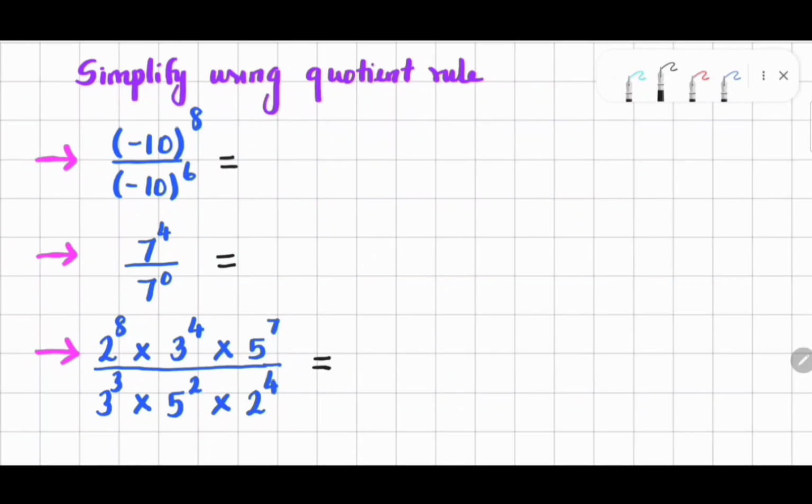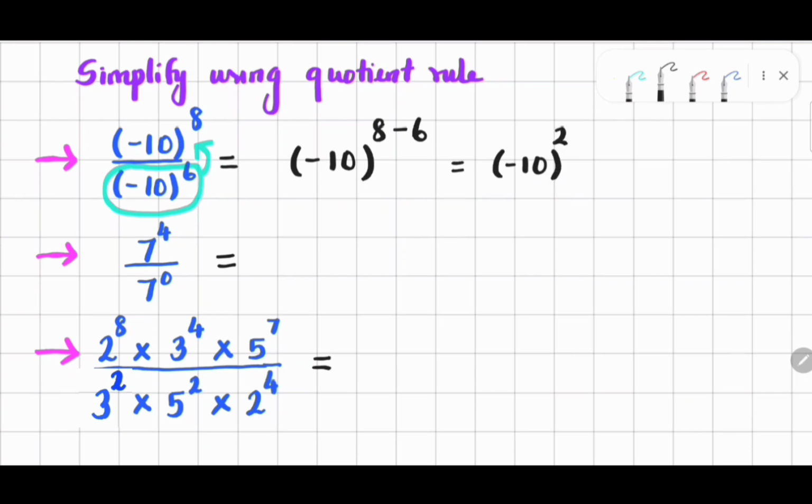Let's simplify using the quotient rule. Firstly, minus 10 whole power 8 divided by minus 10 whole power 6. Here we have the same bases in the numerator and in the denominator as well. So let's apply the quotient rule, which states that if you bring the denominator to the numerator, the power of the denominator becomes its opposite sign. Here we have plus 6, so it becomes minus 6. By doing so, we get minus 10 whole power 8 minus 6, which equals minus 10 whole power 2.